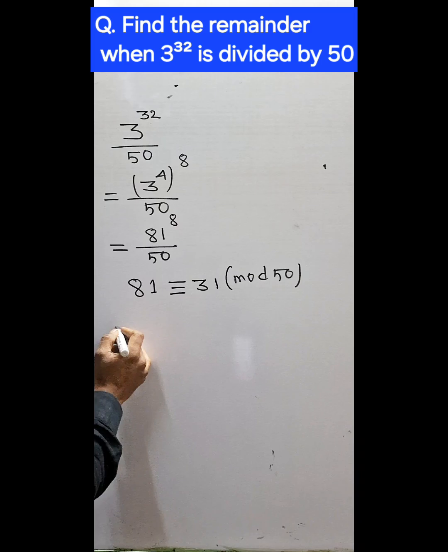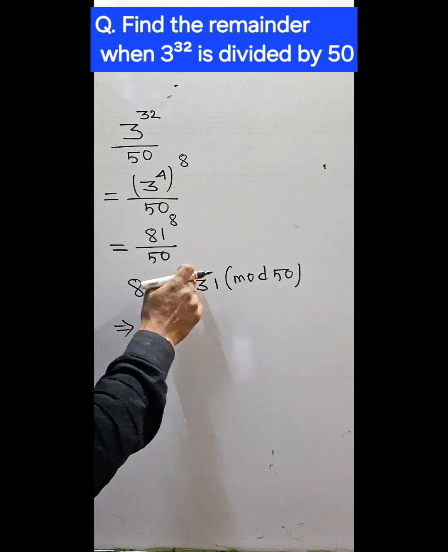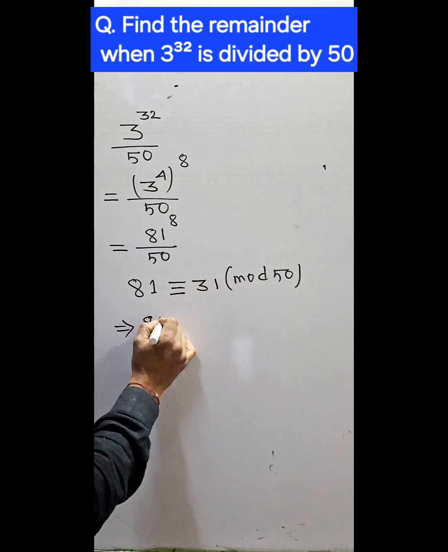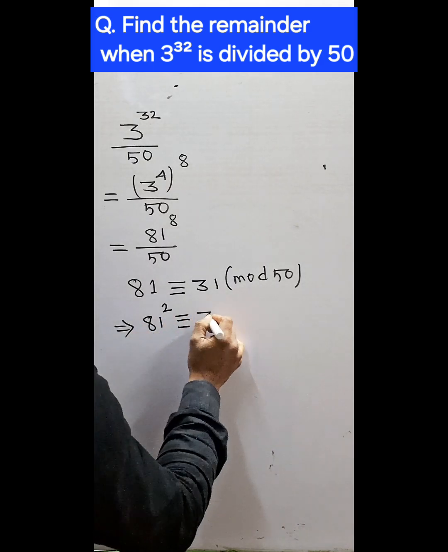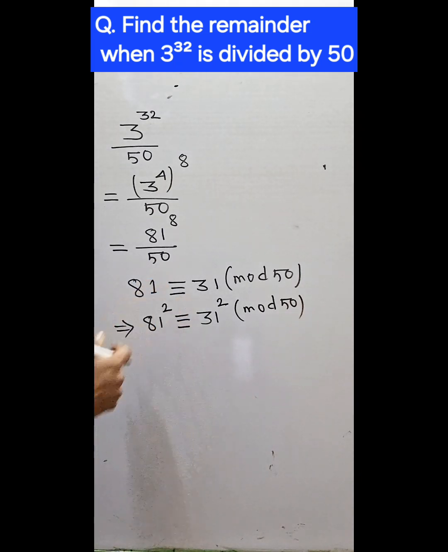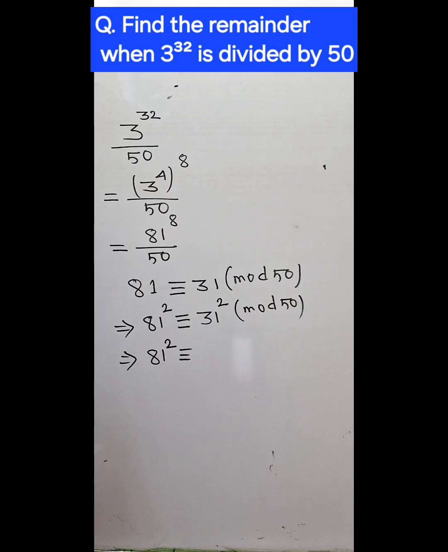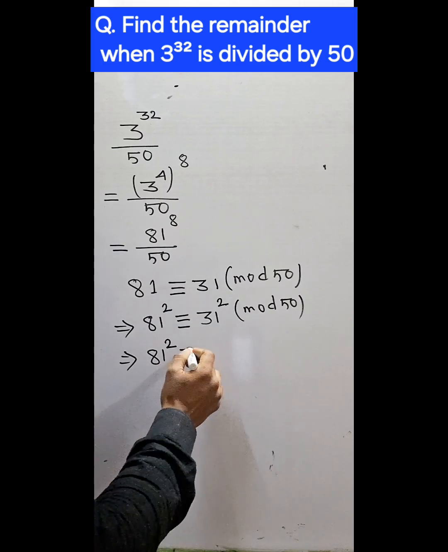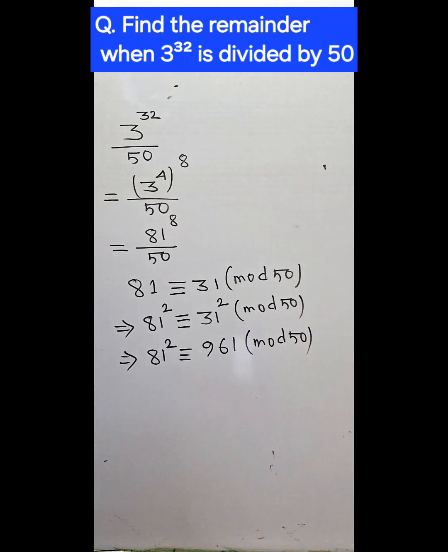Now do one thing. Take a square, and it's a property of congruence modulo. If 81 is congruent to 31 modulo 50, then 81 squared is congruent to 31 squared modulo 50. You can raise any power here. After that, it means 81 squared is congruent to 31 squared, which is 961, modulo 50.